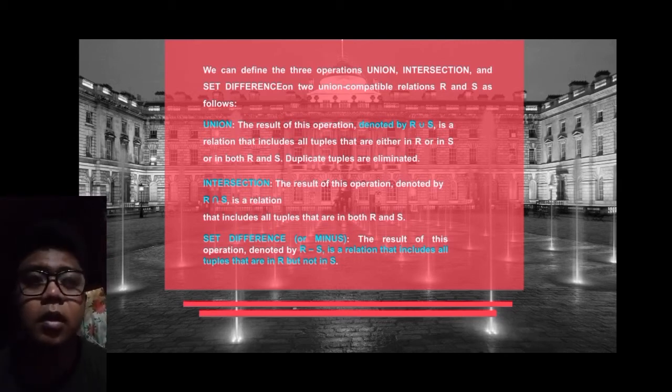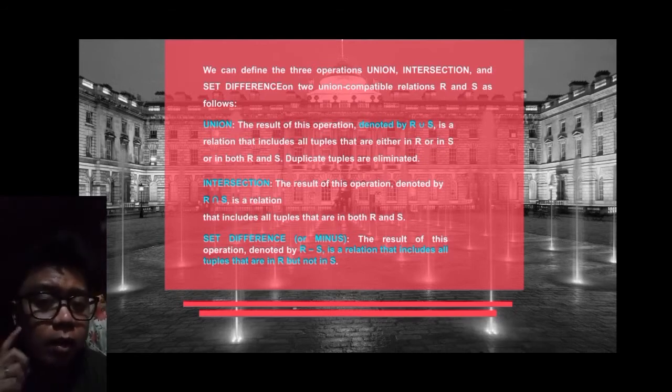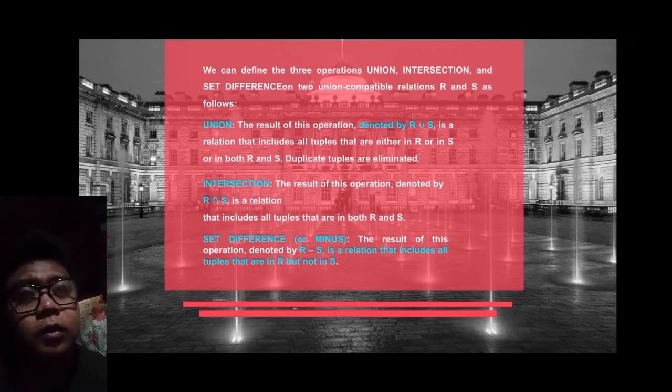Now, the first one is the union. The result of this operation, denoted by R union S, is a relation that includes all tuples that are either in R or in S, or in both R and S. The duplicate tuples are eliminated, which means if there is a repeated tuple in R or in S, it is automatically eliminated.